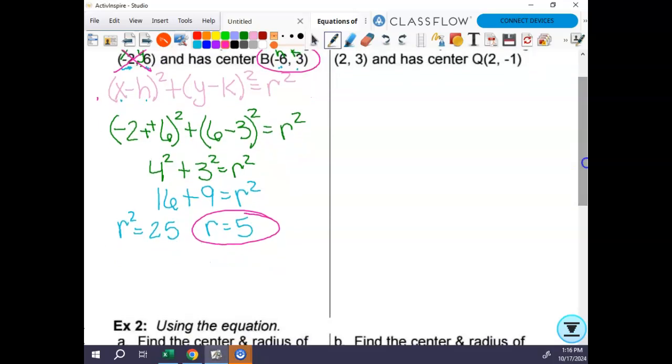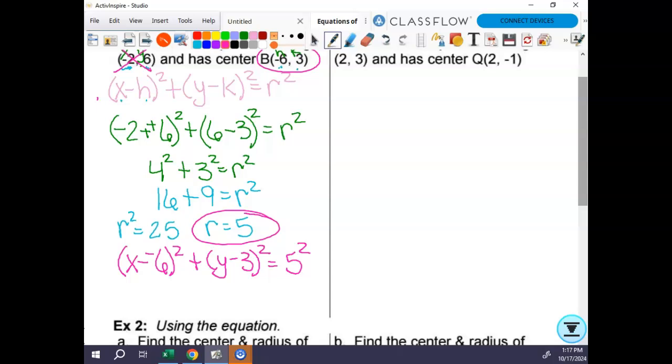My first step would be, so now I would have x minus the h value, which is a -6, squared, plus y minus the k, which is 3, squared, equals r, which is 5, squared.